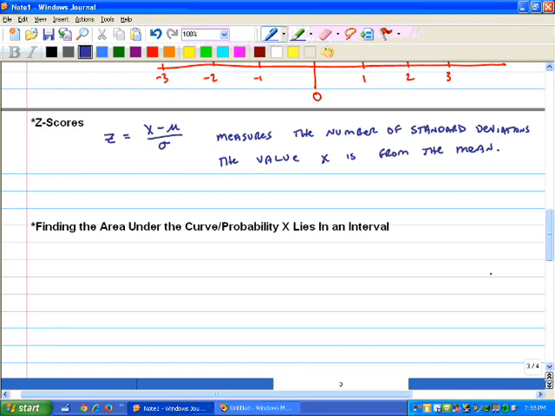A z-score of 1 means that the random variable x has a value 1 standard deviation to the right of the mean, 1 standard deviation greater than the mean. A z-score of -1 means that your x has a value that is 1 standard deviation to the left of the mean. -1.5 for a z-score would indicate that your random variable x has a value 1 1/2 standard deviations to the left or less than the mean.